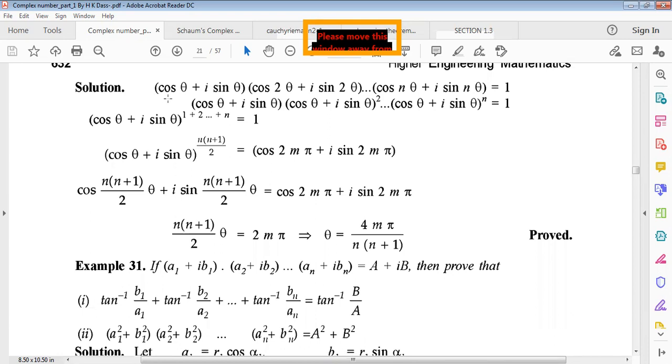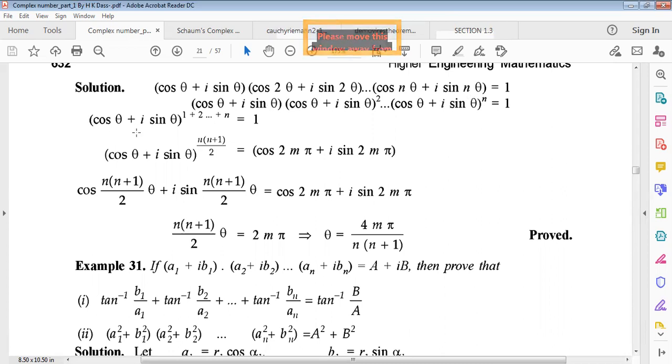Now, (cos theta + i sin theta)(cos 2theta + i sin 2theta)...(cos n theta + i sin n theta) equals 1. Now, this can be written as (cos theta + i sin theta)(cos theta + i sin theta) whole square ... (cos theta + i sin theta) whole to the power n. That means by using de Moivre's theorem, we can write these as powers. This n as a power by using de Moivre's theorem equals 1.